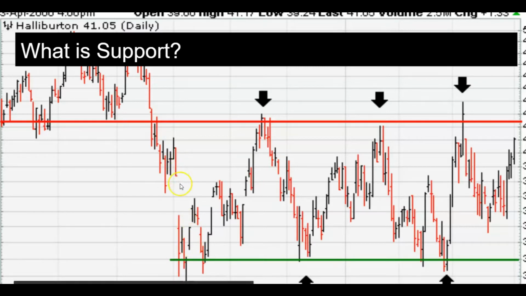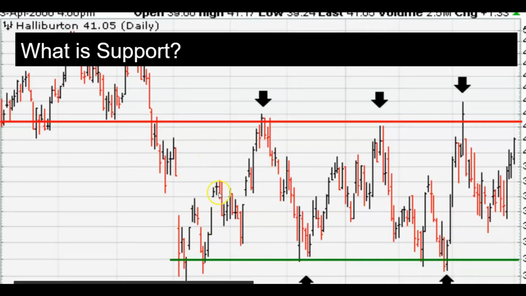Support, when it runs down into this line here, and it bounces, and then it came back to this line and it bounced, and then it came over here to this line and it bounced. Okay, and it came here again and it bounced. Those areas where the price comes into it and it stops going further down are called support.